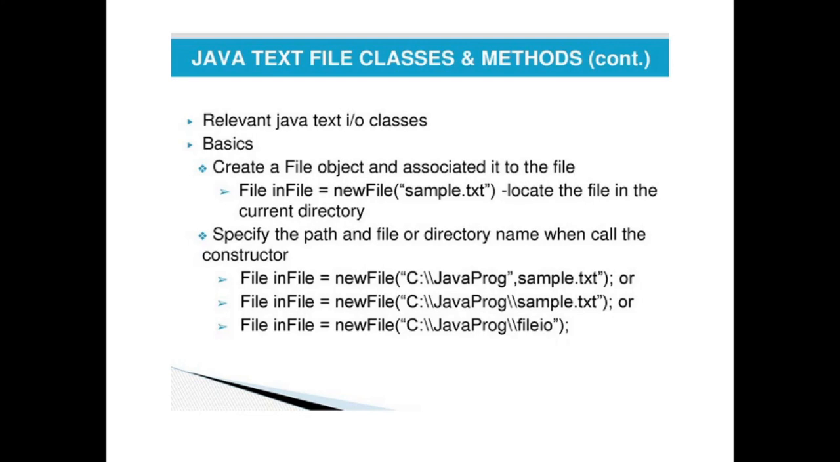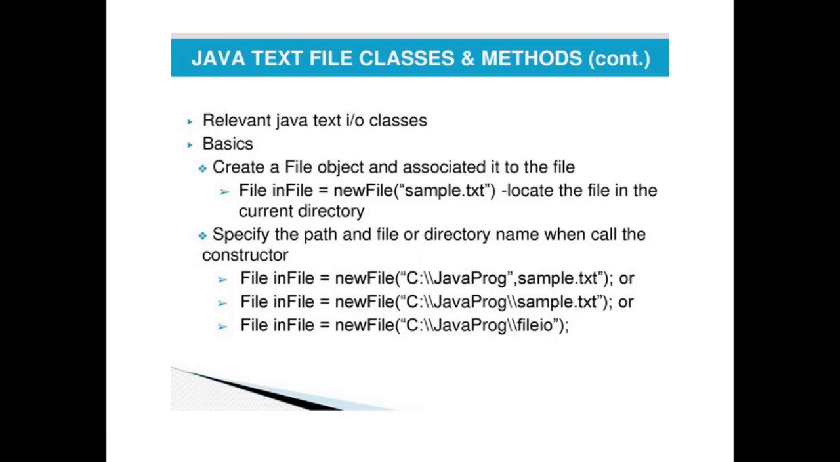Now, relevant Java input output classes. As you can see, there is a class known as File. Now what does this File object do? As you can see, the code written over here: File inFile is an object of type File, equal to new File("sample.txt"). It locates the file in the current directory. This will locate the file in whatever current directory you are having. It will look for sample.txt.